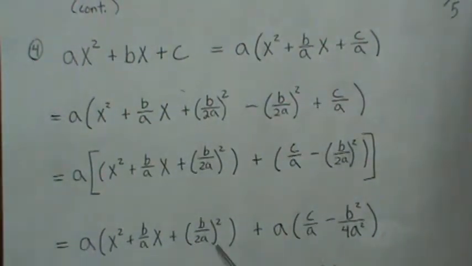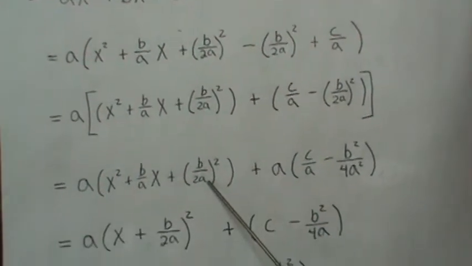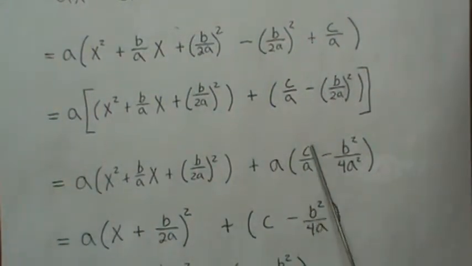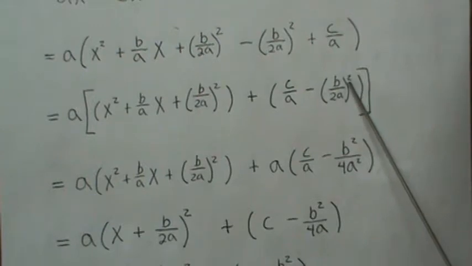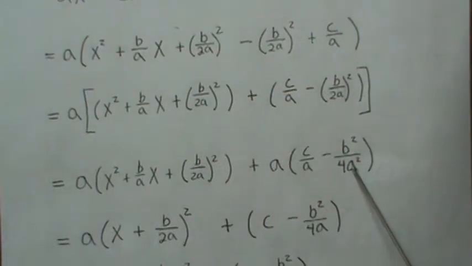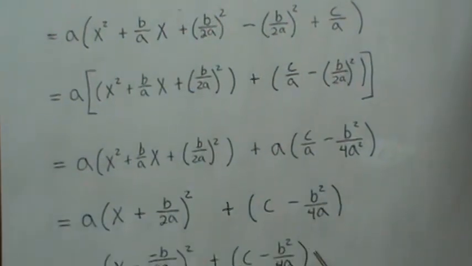Okay? Well, we chose this number because it makes a perfect square. So this factors into this, x plus b over 2a, squared. Okay? And then if we multiply the a in, the a's cancel, leaving c. And if we multiply the a into here, it cancels with one of the a's and leaves that. Oh, and the step from here to here is we just square. So it's b squared, 2 squared is 4, a squared is a squared. So that's how we get from here to here. And then from here to here, we multiply the a in.